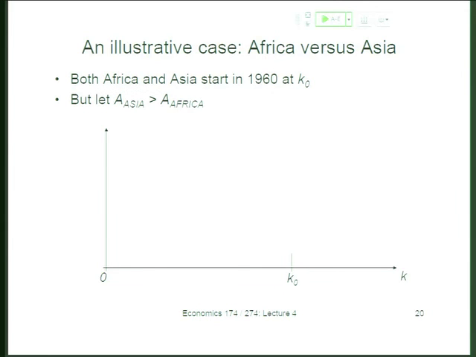So 1960, K0, initial level of development, productivity per unit of capital. And let's just assume we're going to have this term Africa. We've already talked about how different regions of sub-Saharan Africa are so different.